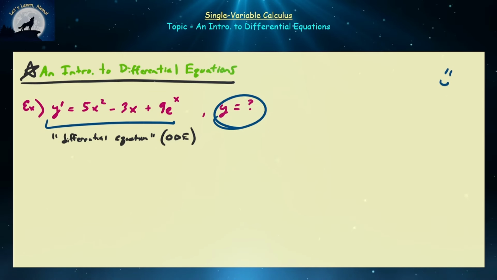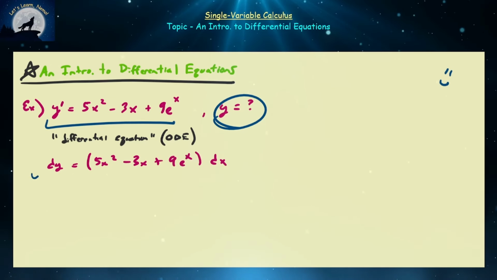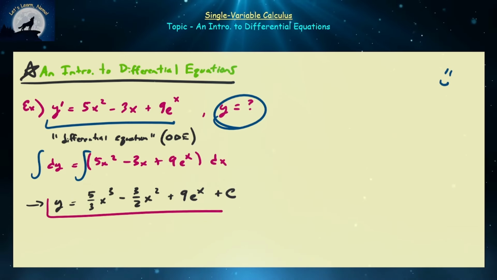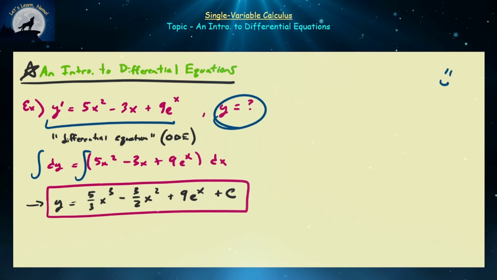So if we just rewrite y prime as dy over dx and multiply both sides by dx, we get dy is equal to 5x squared minus 3x plus 9e to the x dx. And then we can just integrate both sides of this relation. On the left-hand side, we're just going to be left with y. And on the right-hand side, we're going to be left with 5/3 x cubed minus 3/2 x squared plus 9e to the x plus c. So this is the solution to the differential equation.